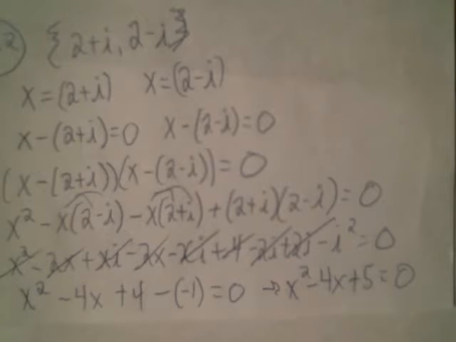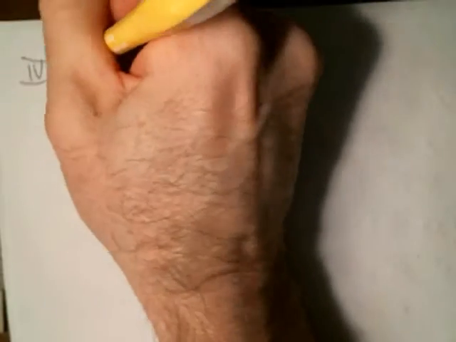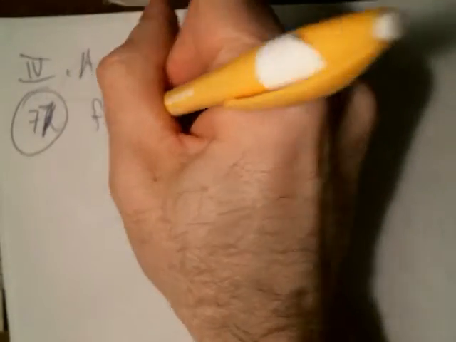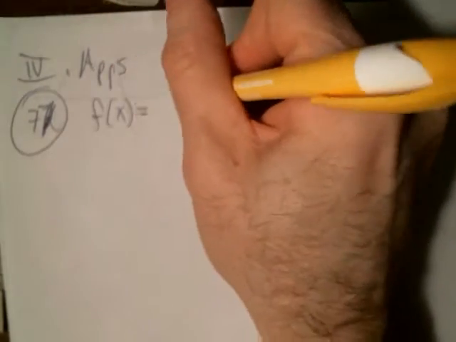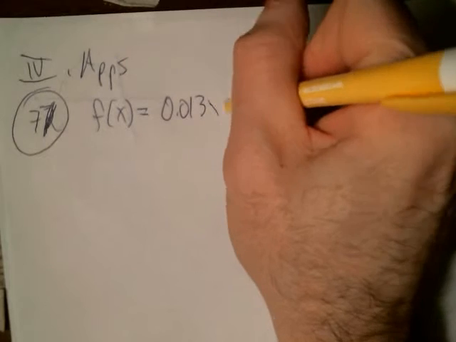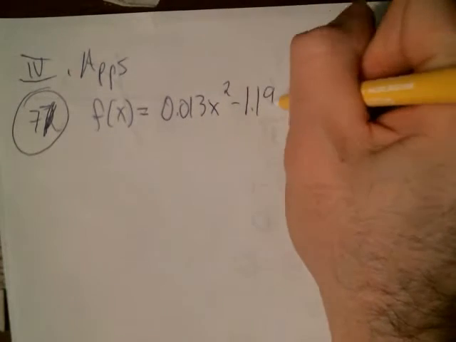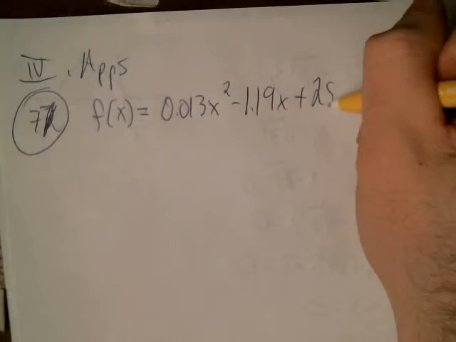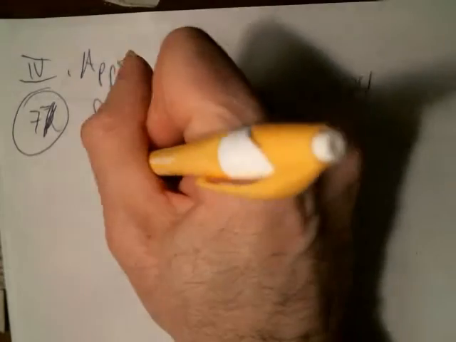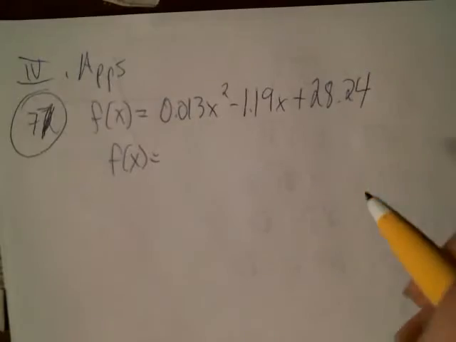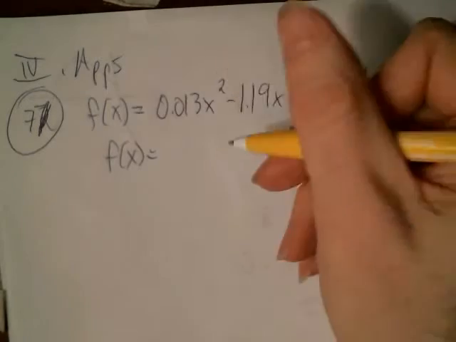Okay, I want to look at one application. So this is number 77 in the book. They give us a nice formula: f of x equals 0.013x squared minus 1.19x plus 28.24, where f of x is equal to the fatal crashes per 100 million miles.